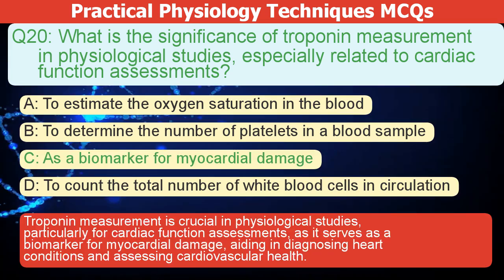The correct answer is C. Troponin measurement is crucial in physiological studies, particularly for cardiac function assessments, as it serves as a biomarker for myocardial damage, aiding in diagnosing heart conditions and assessing cardiovascular health.